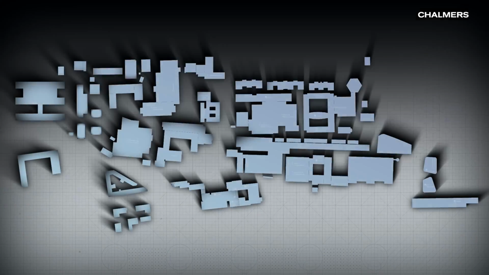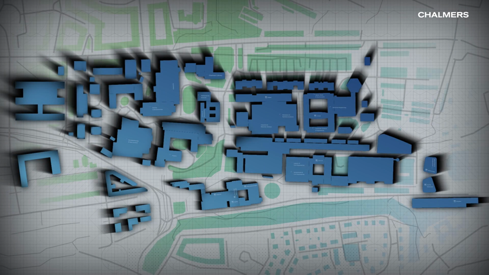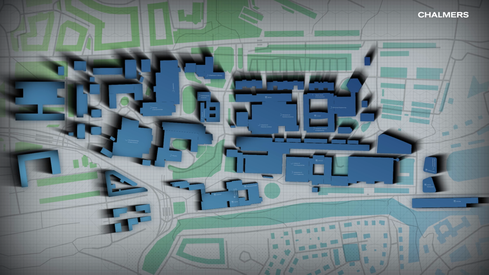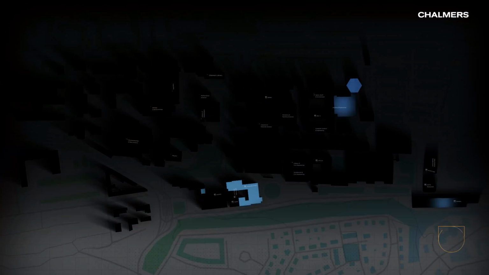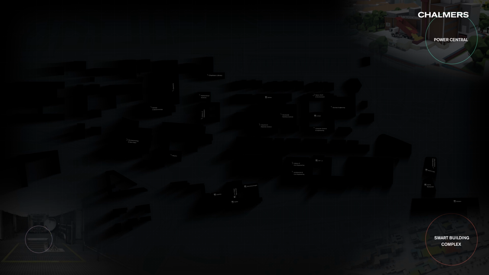That is why the Chalmers campus acts as one huge testbed for infrastructure and live research projects, sort of like a simulated sustainable city. We don't have time for full lists of projects. There are a lot of them. And since you did press energy, let's talk energy. Let's see. We have the Smart Building Complex, the Chalmers Power Central, and the Solar Initiative.